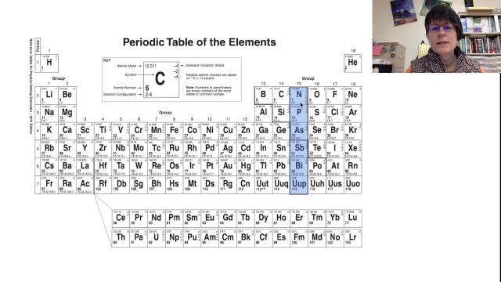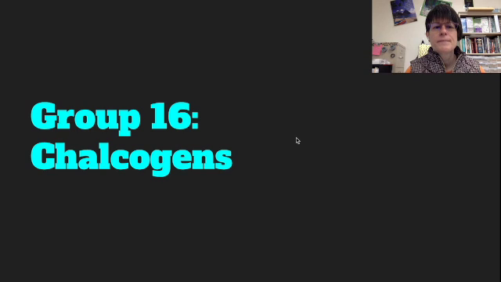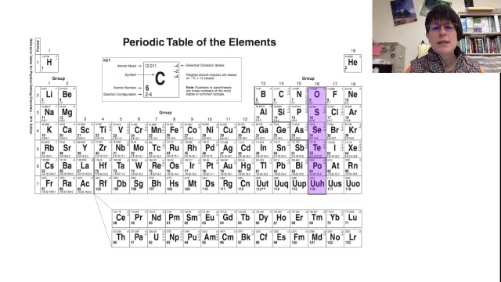Also, you'll notice here it has 5 valence electrons. And again, these tend to like to form covalent bonds. Group 16, the chalcogens, with oxygen at the top.